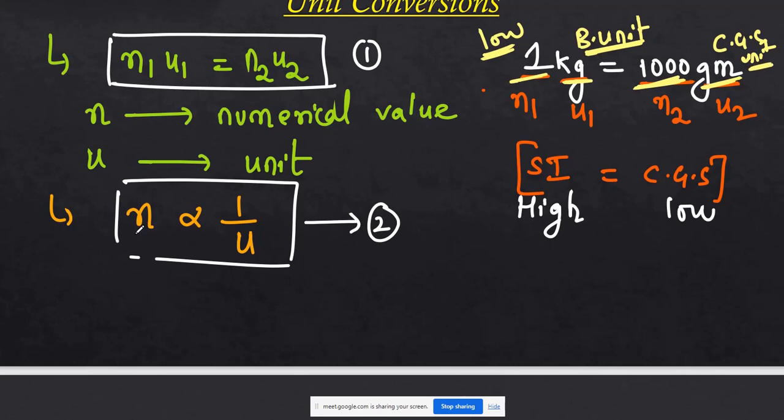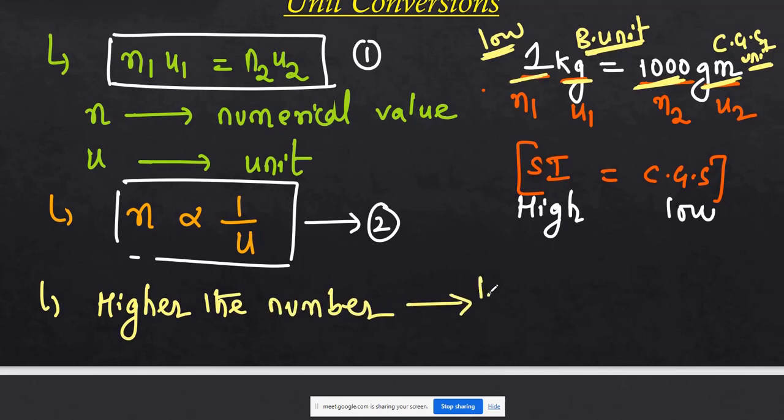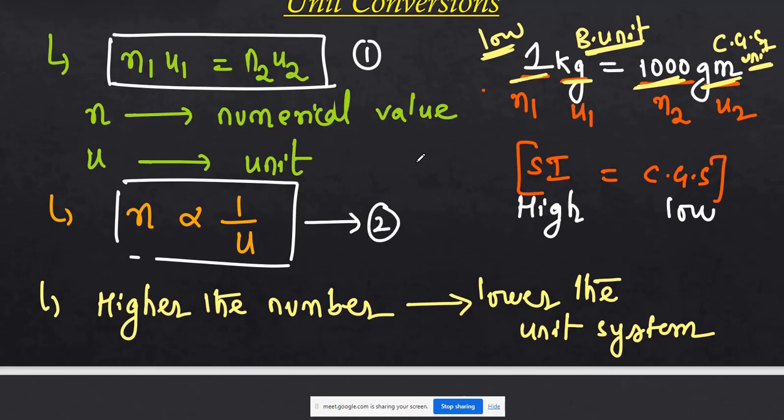Number value is inversely proportional to unit system. What does it mean? The higher the number, the lower the unit system considered. For example, 1000 grams: the number is big, but the unit is smaller. So if the numeric value is more, a lower system is considered. Clear? Points 1 and 2 are very important: N1 U1 equals N2 U2, N is inversely proportional to U.